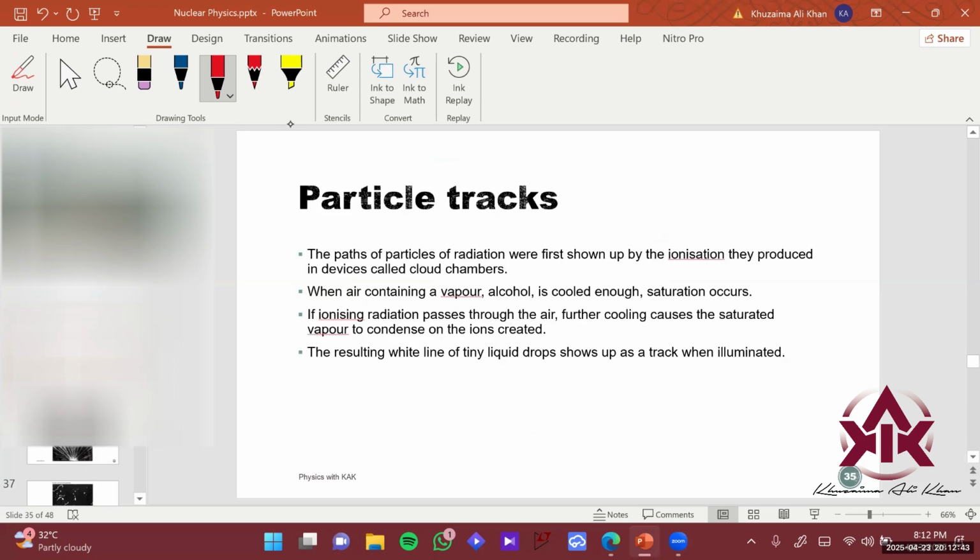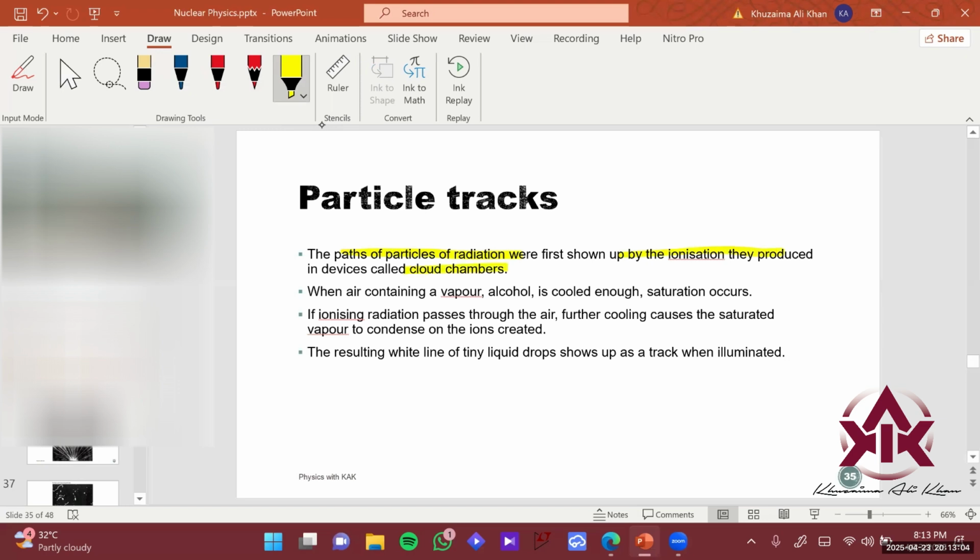Okay. Then we have some experiments over here which were done to observe them in a nuclear chamber, just to observe the pattern. How does it look in an experimental way? So we have the experiment over here. The paths of particles of radiation were first shown up by the ionization they produce. Okay, that is called cloud chambers.